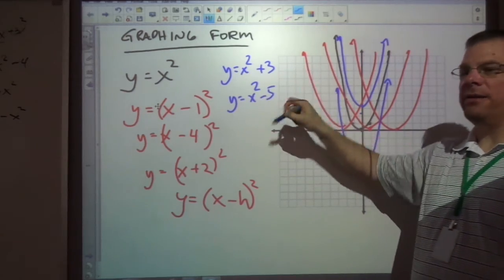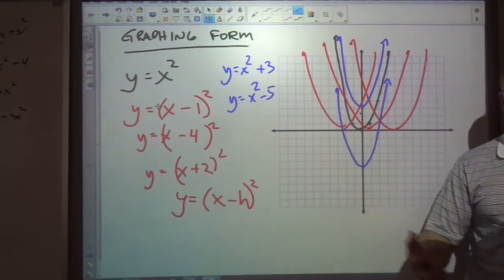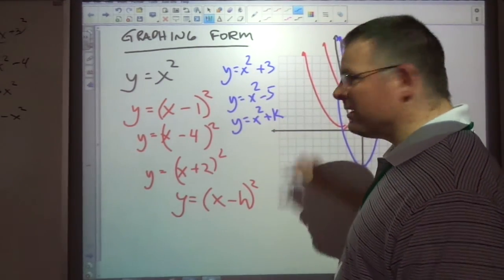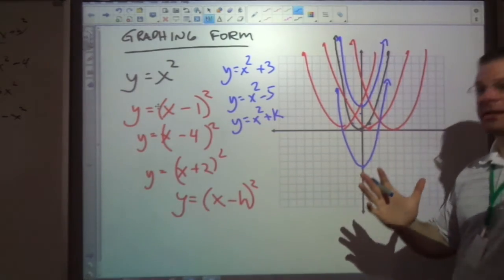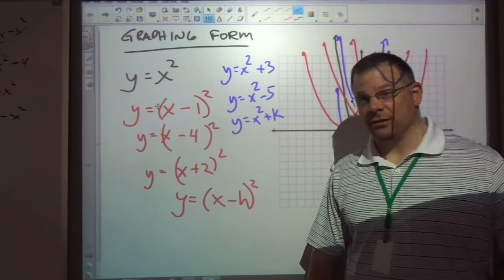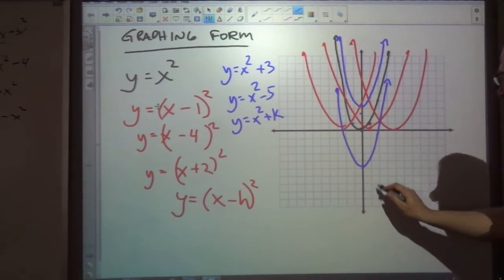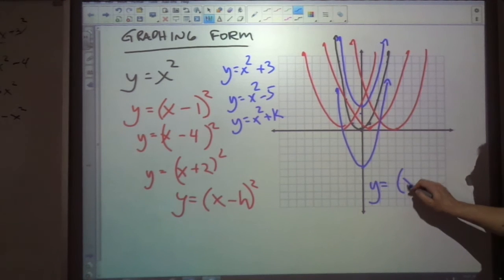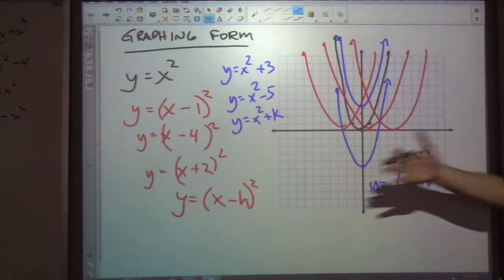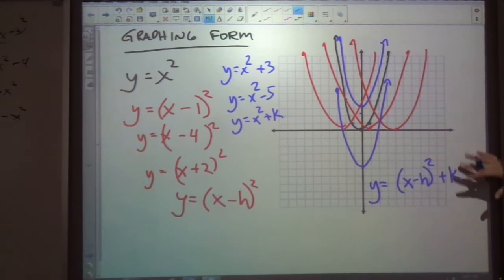So this number on the end, if it's positive, moves it up. If it's negative, moves it down. Kind of goes the same way. So if we had plus k, let's say, that means the graph is going to be slid up as much as positive k is, or down whatever the negative k is. So if we were to put this together and say y equals x minus h squared plus k, this is telling us how much we're going to slide it the opposite direction of whatever this number is, left and right. This number is telling us move it the same direction, up or down. Does that make sense so far?